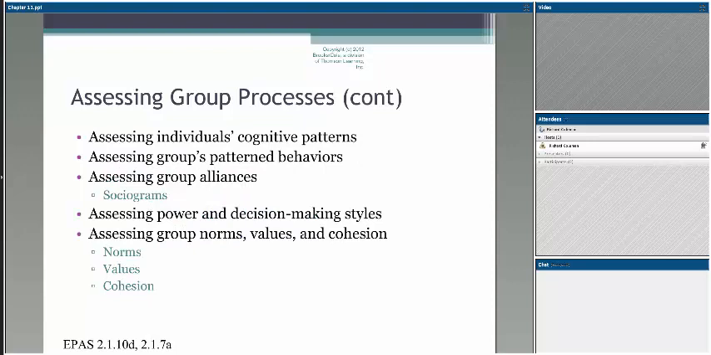Again, depending on the nature of the group, the clientele, and what the outcomes are, you might want to assess these particular areas as well. If you are looking at a group that works with individuals that have mental health disorders, or let's say are suffering from depression, then assessing cognitive patterns might be a very important aspect of looking at that group process to determine whether the actual mechanisms are working or not. Looking at sociograms, also looking at norms, values, and cohesion.